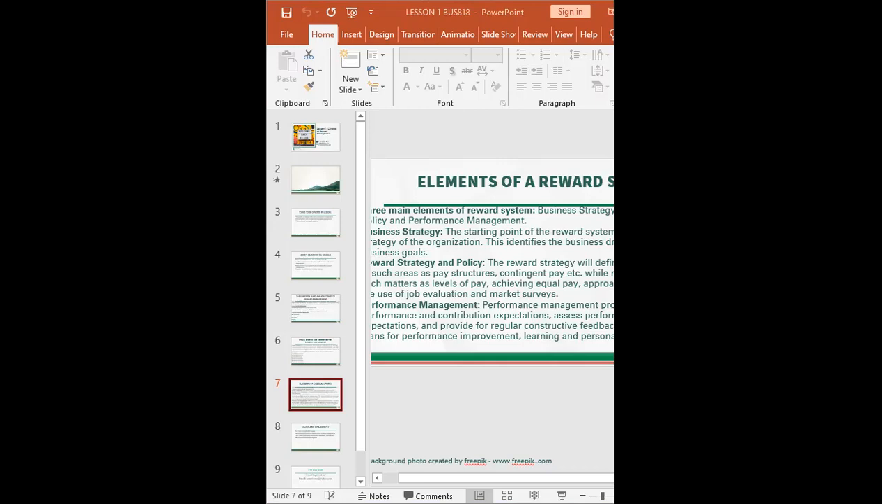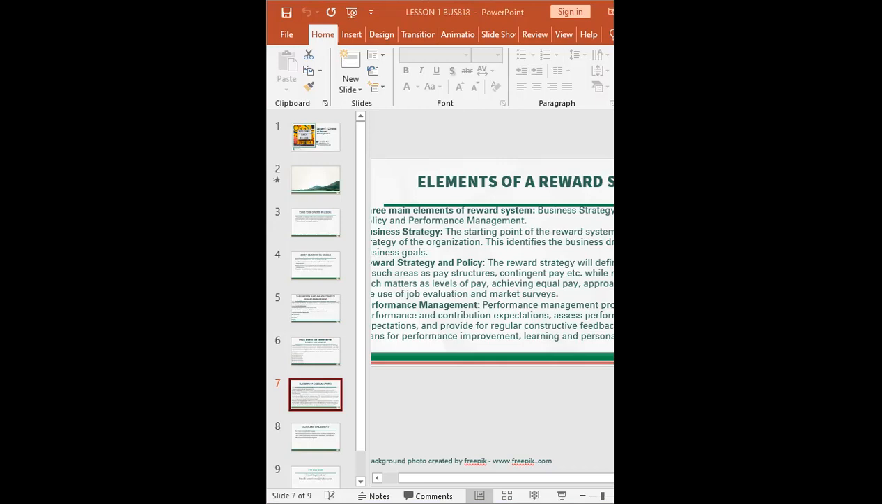Even under the reward policy and reward strategy, we have some other elements. These are things that are easily understood, like allowances and the rest of them. So you can read that in your course material.